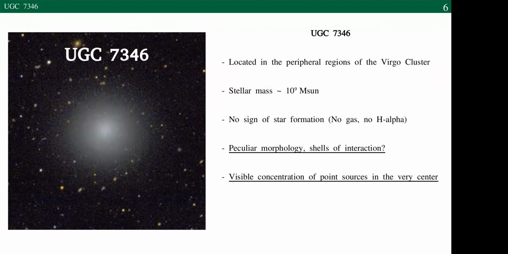Another thing that is peculiar in this galaxy is that just by eye you can see a very high concentration of point sources that can be associated with globular clusters, just in the inner region of the galaxy. And yes, I will show this better later.